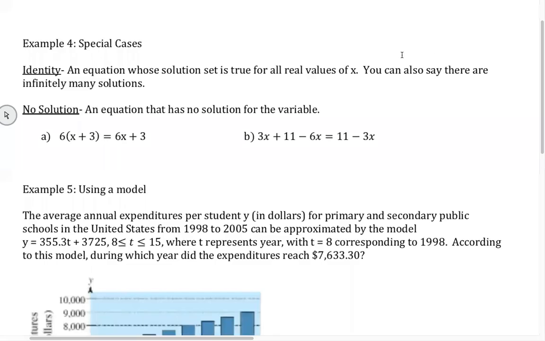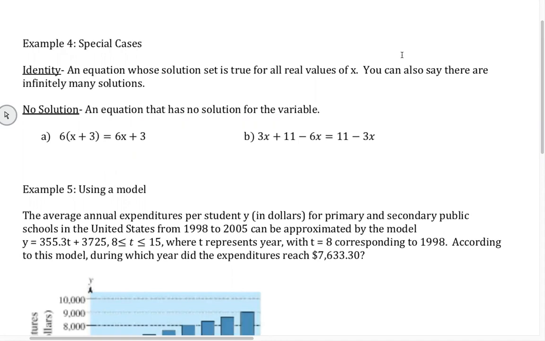So we left off on example 4, special cases. When solving equations, there are 3 outcomes to an equation. There's a solution that's like x equals 2, x equals -3, or even x equals 0. But then there are 2 other types of solutions. The first one is an identity.